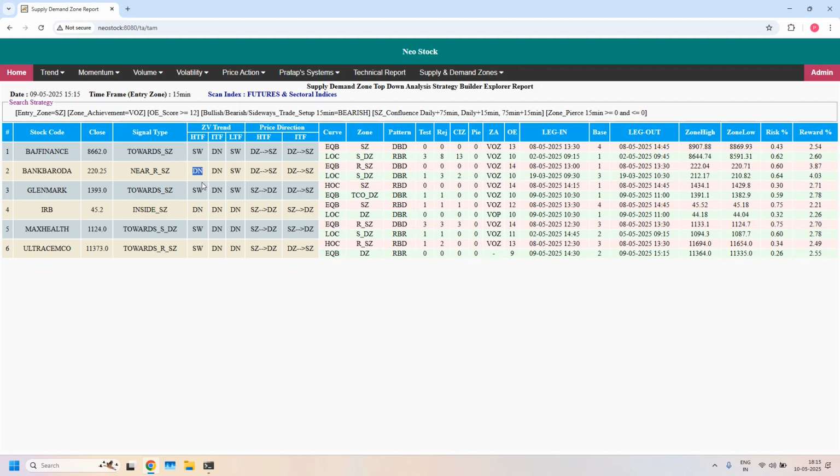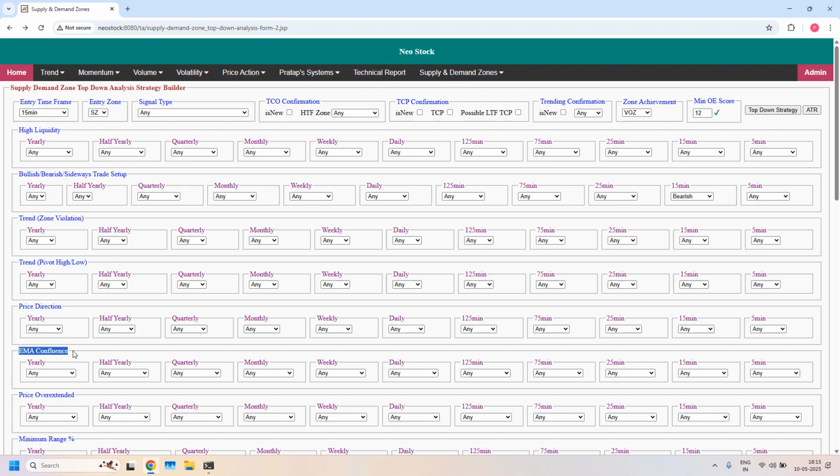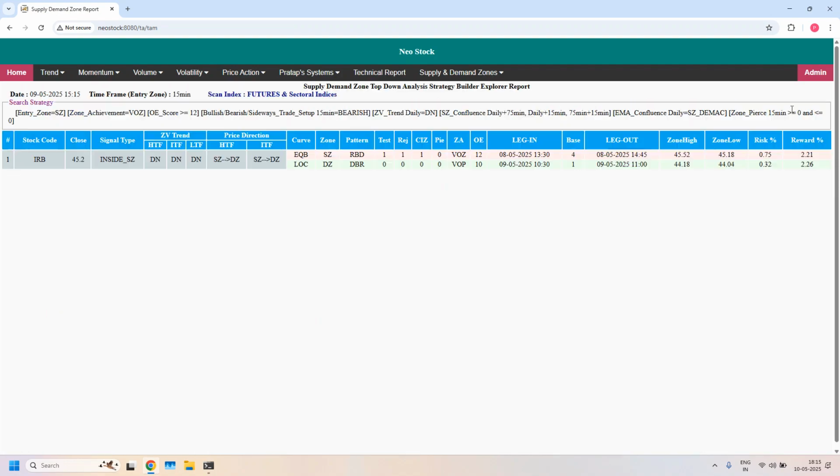But daily trend is down in only 2 stocks. If any of these 2 stocks, if daily supply zones are having daily EMA confluence, in that case the overlapped 15-minute supply zones might be having more high probability to get success. That we will filter. In the EMA confluence at a daily time frame, I am checking daily supply zone with daily EMA confluence. At the same time, trend on the daily should not be sideways. It should be downtrend because it is bearish trade setup. So one stock is filtered. So that way, this 15-minute supply zone might be having more high probability to get success.